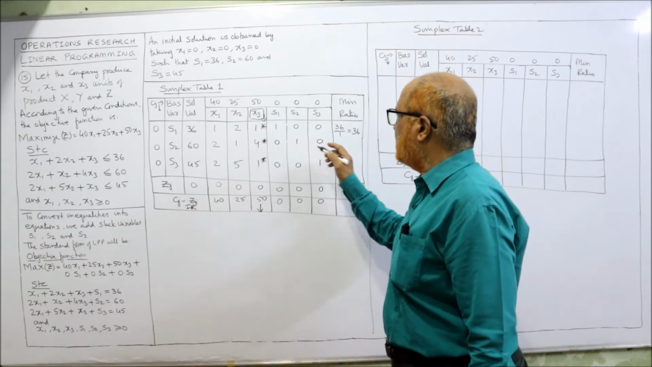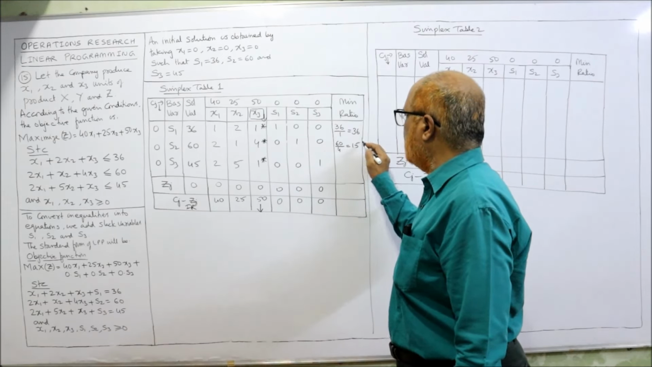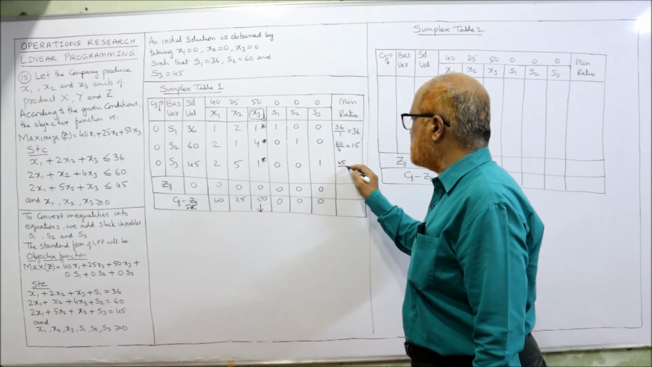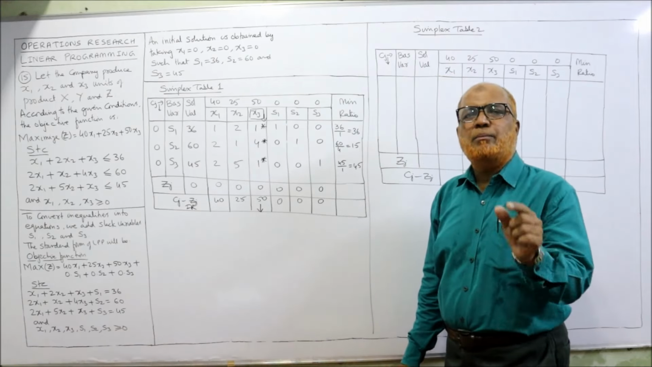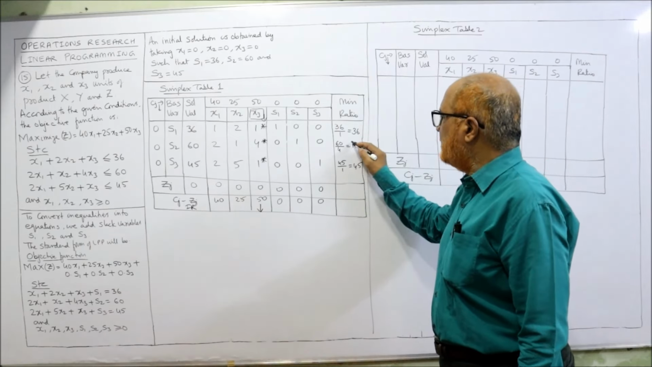Secondly, 60 divided by 4 is 15. Then 45 divided by 1 is 45. Now in this minimum ratio, what is the minimum value? 36, 15 or 45? 15 is minimum.